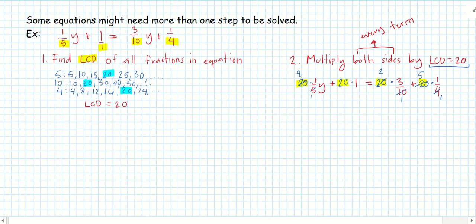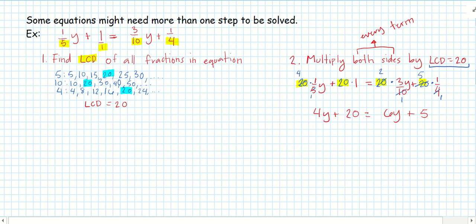Okay? So 4 times 1y will become 4y plus 20 times 1, which is 20, equals 2 times 3, which is 6, plus 5 times 1, which is 5. And this one is supposed to have a y, so this should be 6y. Okay? Notice how I ended up with 1s on the bottom. I'm not even bothering to put over 1 because I know that any value divided by 1 is just going to stay the same. So these 1s on the bottom, let's just say that they become invisible. Okay? So I have 4y plus 20 equals 6y plus 5.